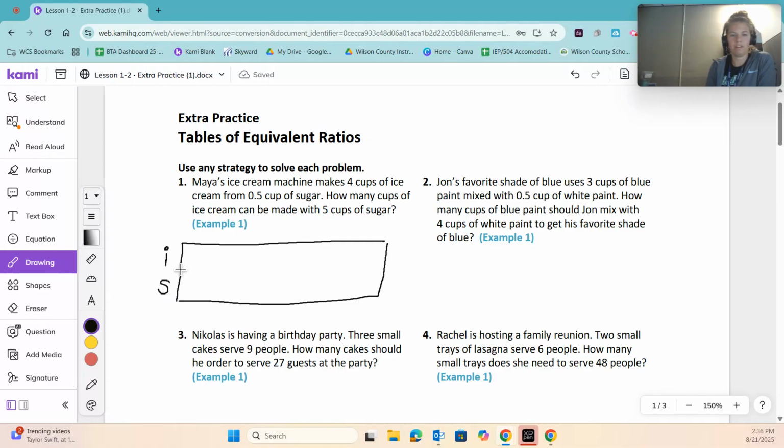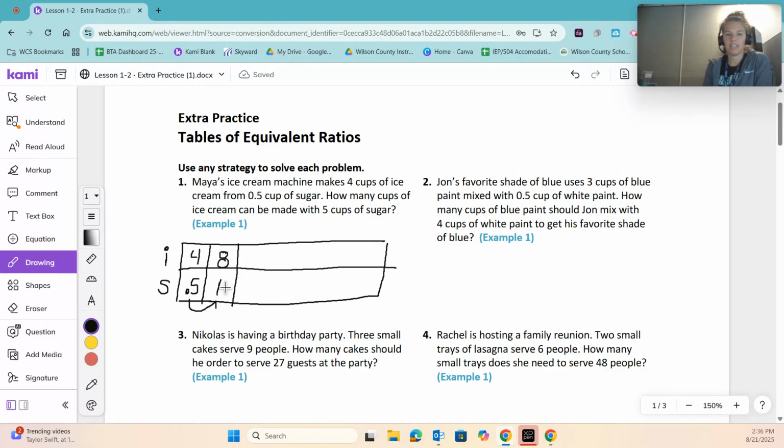I'm going to do I for ice cream and S for sugar. All right, and so it says 4 cups of ice cream can be made from half a cup of sugar. So if I have 4 cups of ice cream for 0.5 cups of sugar, what that means is then for 1 cup of sugar, I take 0.5 and I multiply it by 2 to get 1 whole. So if I have 1 whole cup of sugar, that's going to make me 8 cups of ice cream.